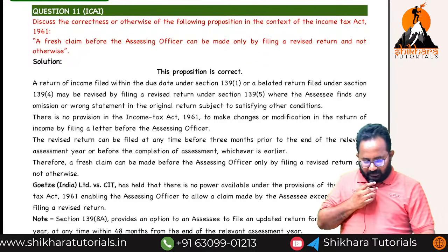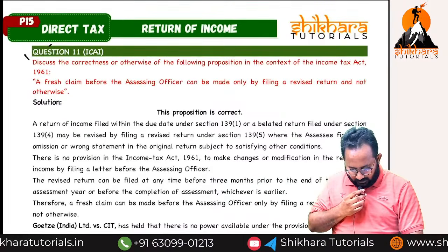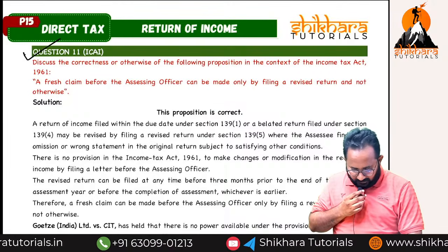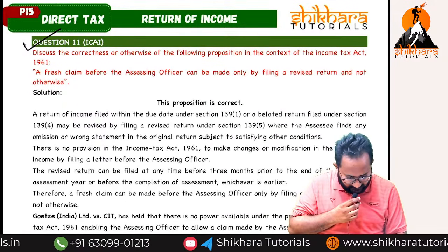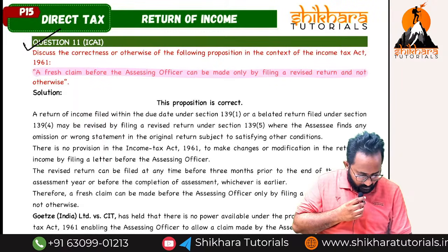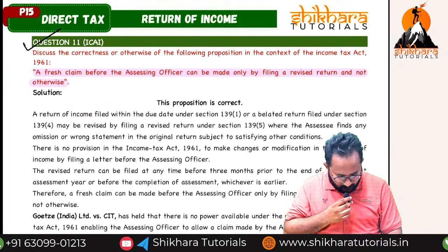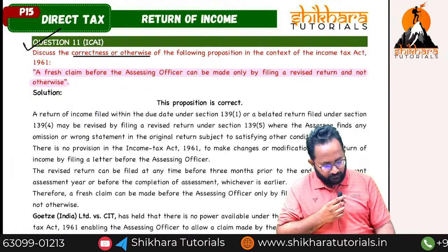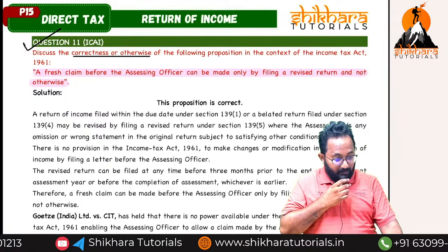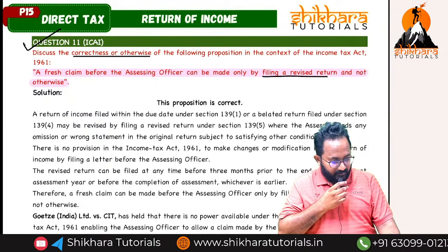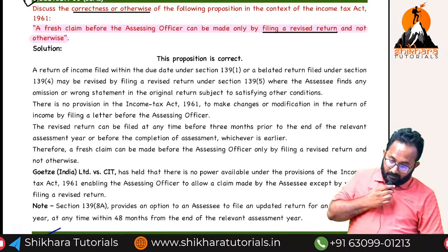Now my question number 11, I will take question number 11 now. Read question number 11. They have given one sentence, and they are asking whether it is correct or incorrect. A fresh claim before AO can be made only by way of filing the what? Revised return, and not otherwise. This sentence is correct.